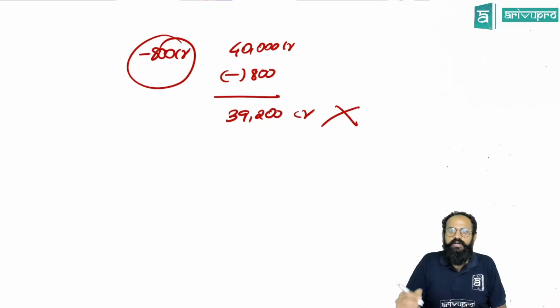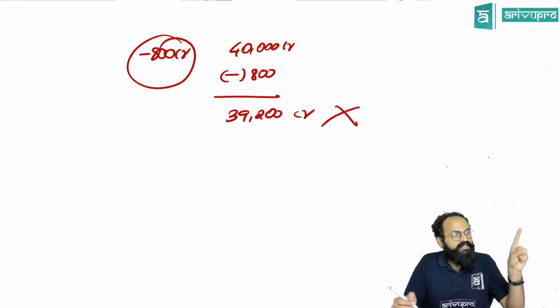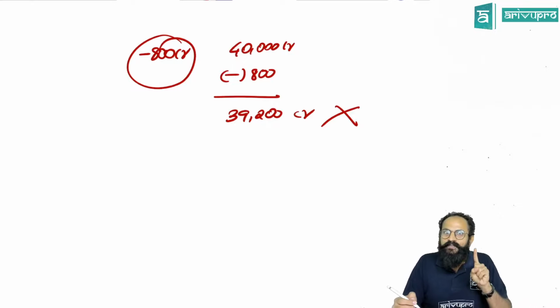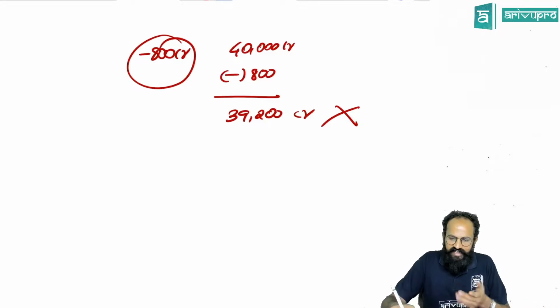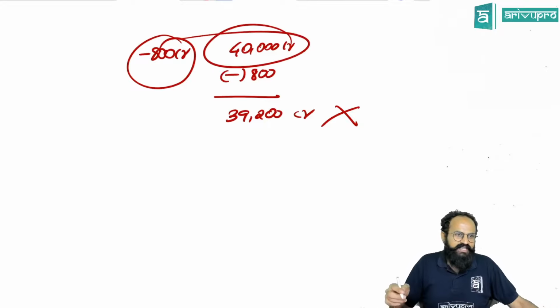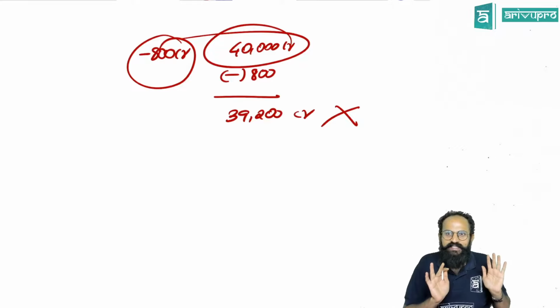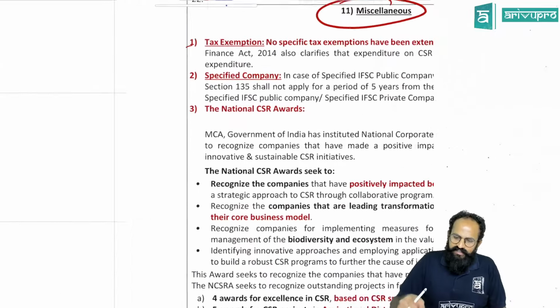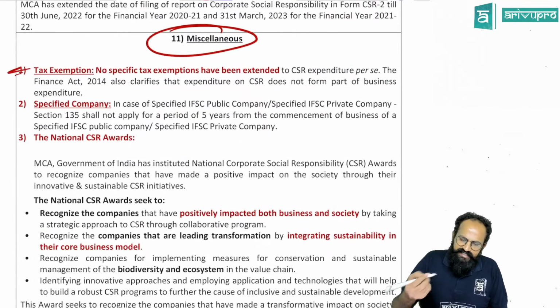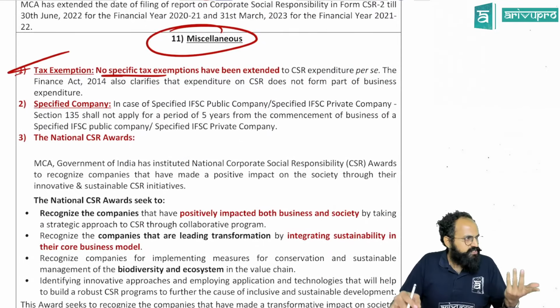CSR is not a business expenditure. Whatever you spend cannot even be treated as an expense for tax. The entire amount is taxable. Understood? When I say entire amount, whatever the expenses are, they are not eligible for tax exemption. This also they will not do. See, no specific tax exemptions are applicable.